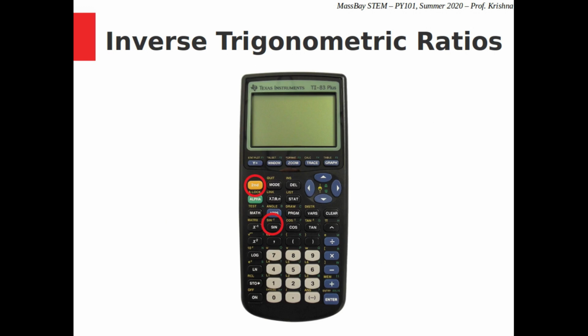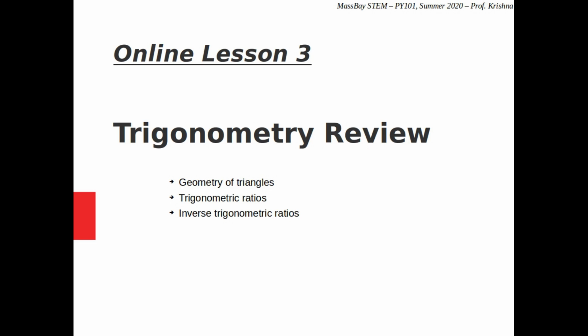On the TI-83 Plus, you would type second sine to get arc sine and then enter the ratio. And you press enter and that will tell you the angle. And there are corresponding inverse trigonometric ratios for the cosine and tangent functions as well. This has been a quick explanation of trigonometric ratios. We will use this in the next video when we discuss vectors.